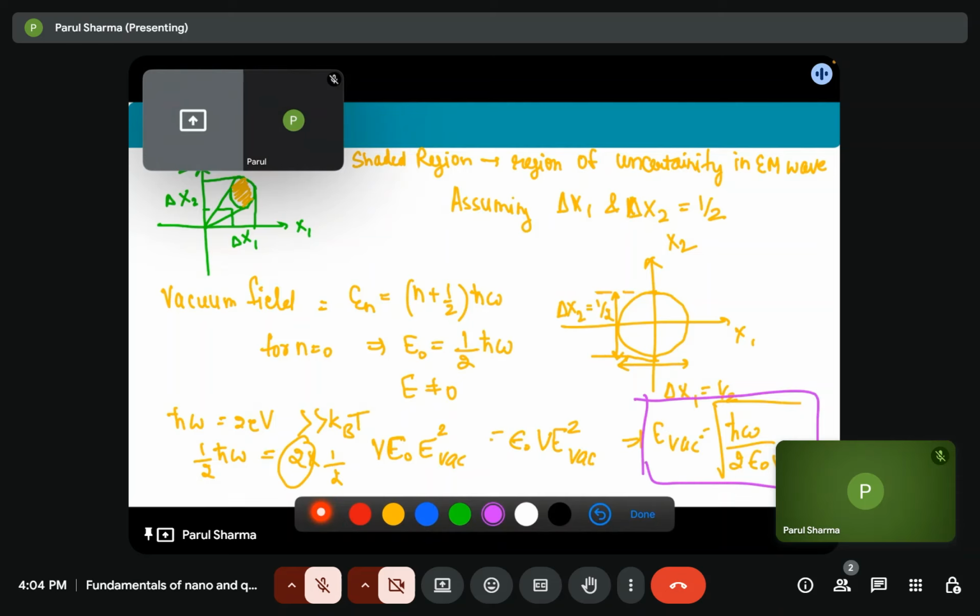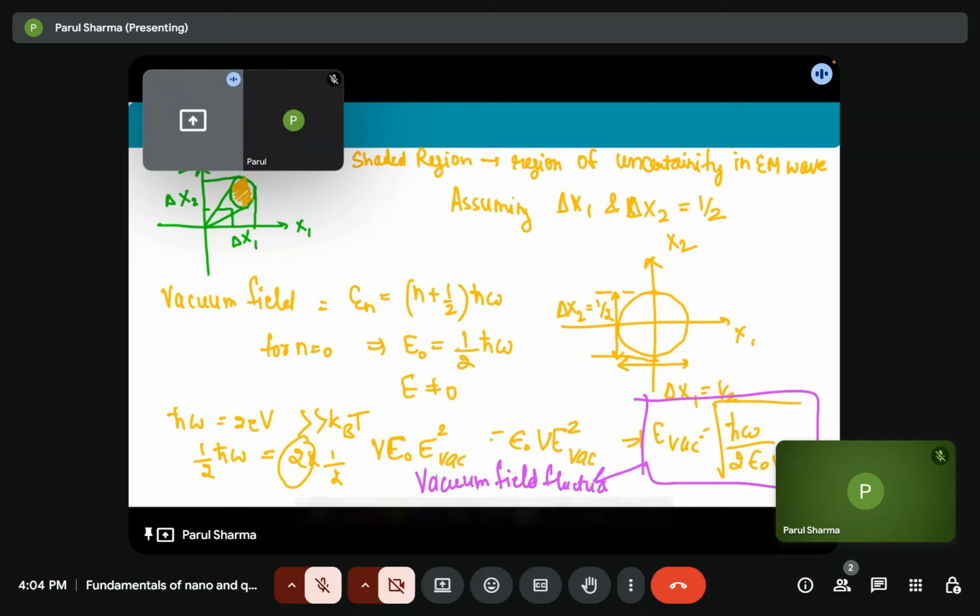This is the electric field. There is a certain amount of electric field, and this is called the vacuum field fluctuations.